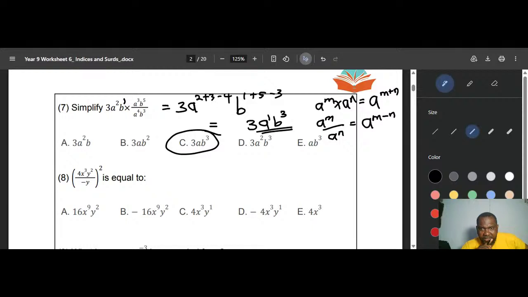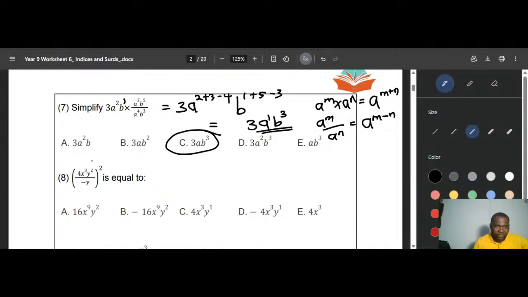Do you guys understand it? Okay, so understood, right? Now for number 8. Look at number 8. Remember, this square is for everybody here.